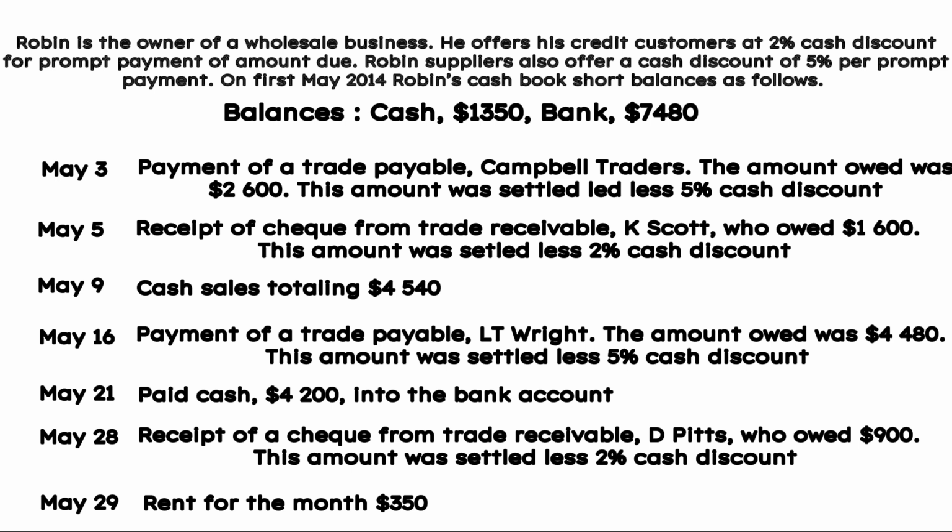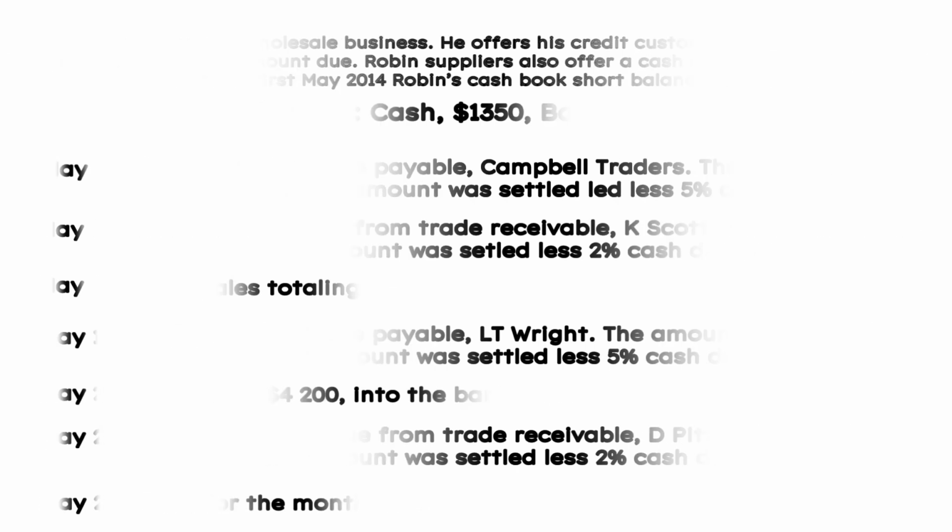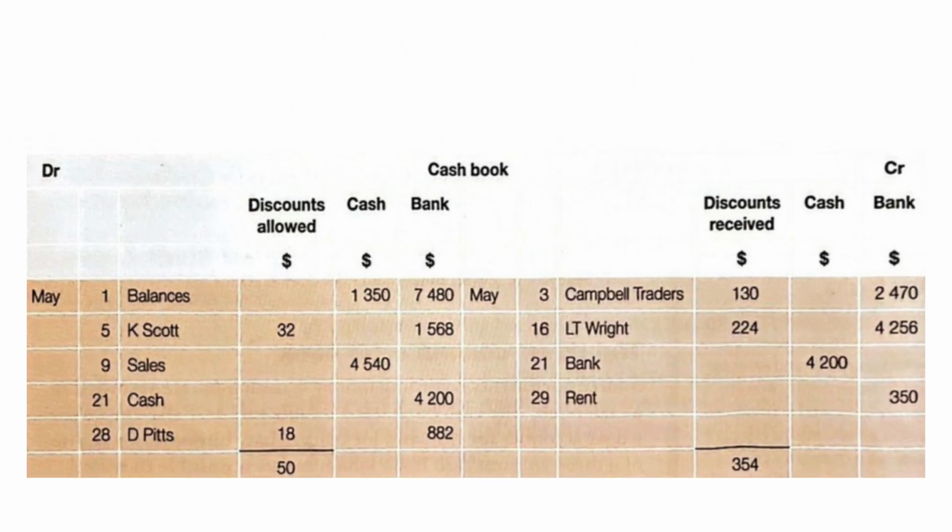On 1st May 2014, Robin's cash book showed balances as follows: cash $1,350 and bank $7,480. The balances refer to the starting amount of the account. The balances will have to be put on the left side of the cash book, cash under the cash column and bank under the bank column, as shown on the account.